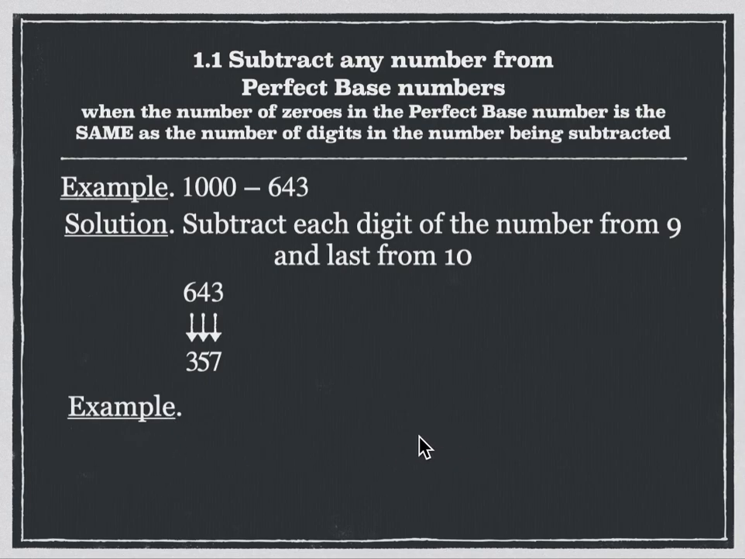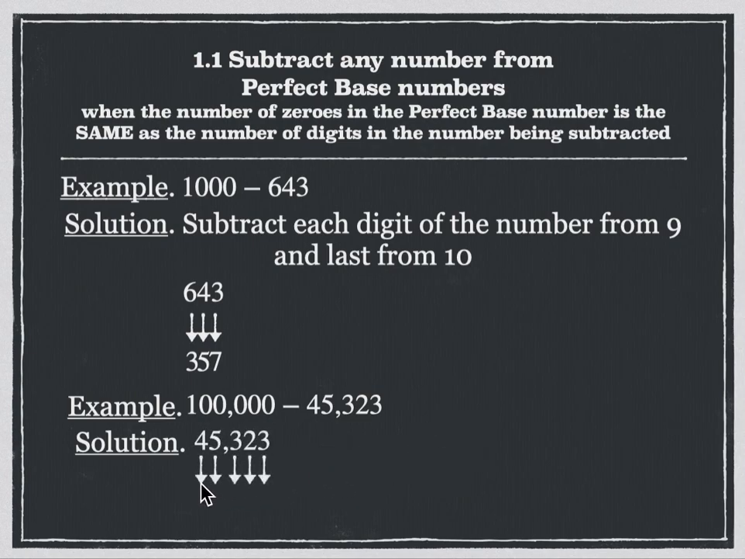Another example: we have 100,000 minus 45,323. Again, the number of zeros is equal to the number of digits being subtracted. For the solution, even though we won't write it, you know the answer already. So let's have it. What will you add to 4 to make it 9?